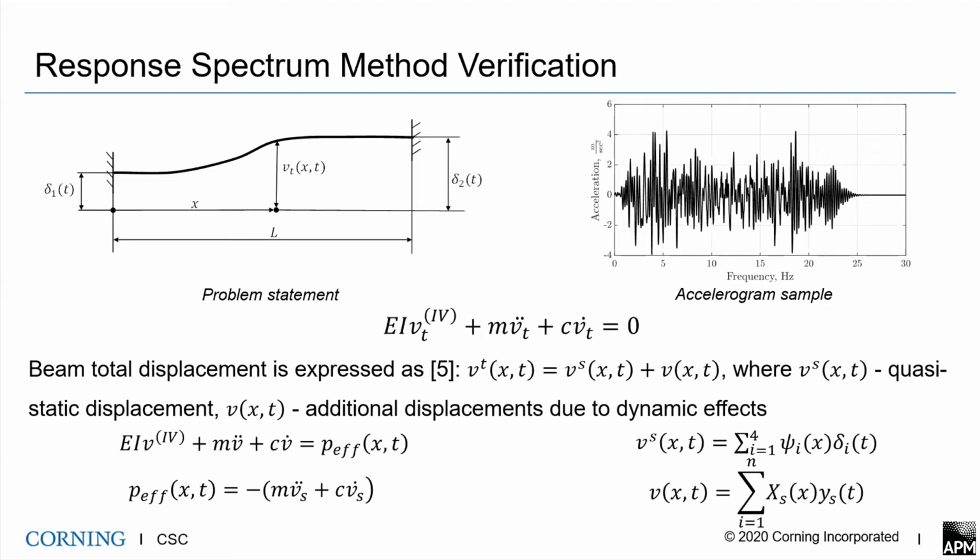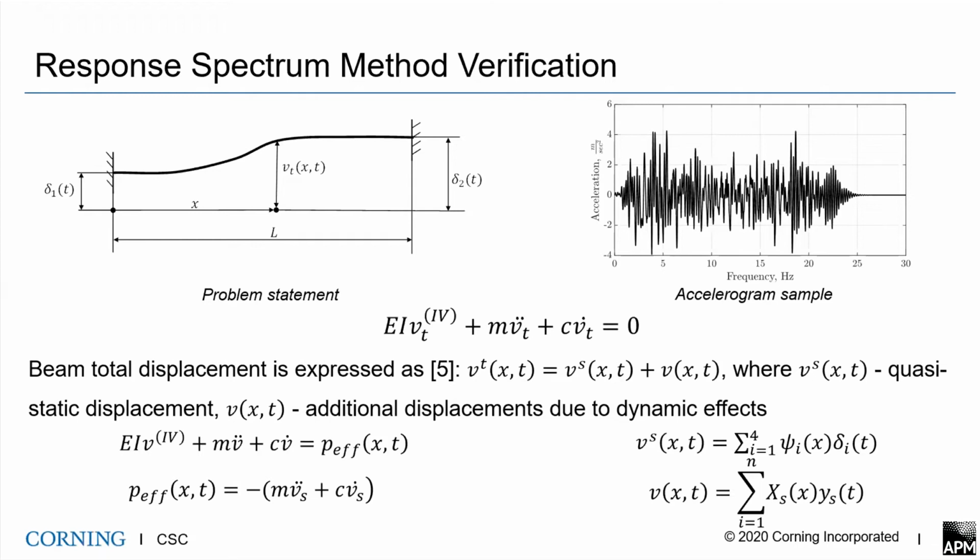As was mentioned, in addition to numerical methods, we used an analytical solution based on the Bernoulli-Euler beam formulation with viscous damping forces included for calculations. The corresponding beam equation you can see on the slide. Here, V^T is the total displacement of the beam. As beam support excitation, we used an accelerogram sample, which you can see at the right side of the slide. And in this paper, we considered a case where both delta 1 and delta 2 are equal.